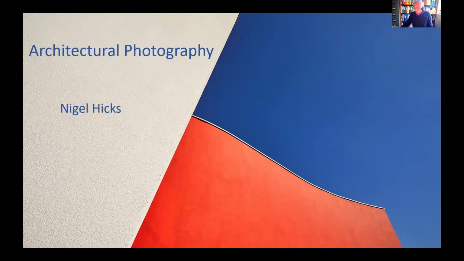Architectural photography. I've got notes all over the place here, so I may make a mistake, but hopefully not. Obviously, it's photography of the man-made environment, the built environments, everything that we live in and work in and so on. So that's architectural photography, and it covers a variety of areas, which I'm going to briefly run through.